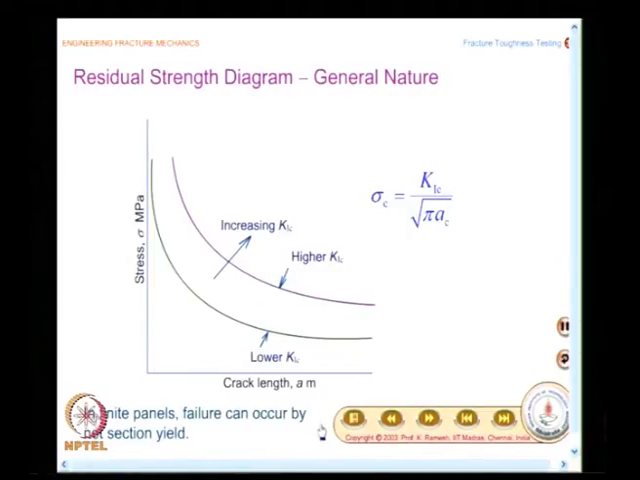You should also keep in mind that in finite panels failure can occur by net section yield also. If the crack length is sufficiently long and you have a net section which is small enough for a particular combination of loads, more than fracture, it would be plastic collapse that would dictate how the panel will fail. Now, what we will do is look at how we can appreciate the apparent toughness.